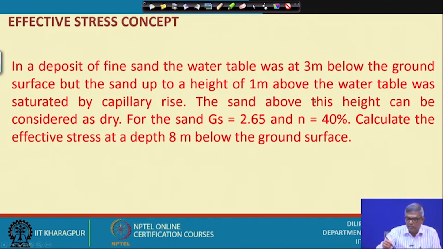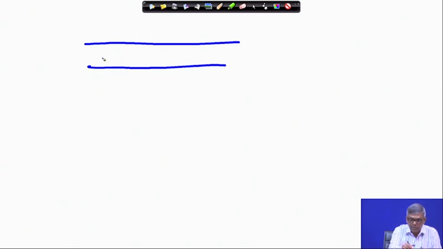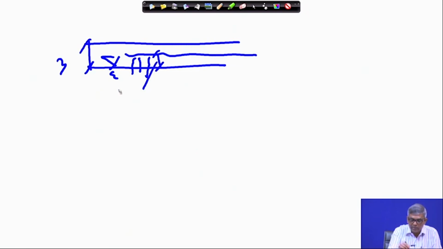So, the sand layer is not that; the water table was below 3 meter. Okay. The water table was somewhere here, and then later on by capillary rise it got saturated. So, this one is 3 meter and this one is 1 meter, and n is given equal to 0.4.